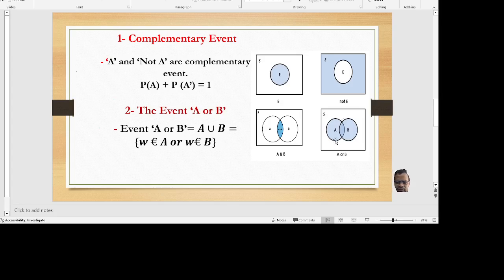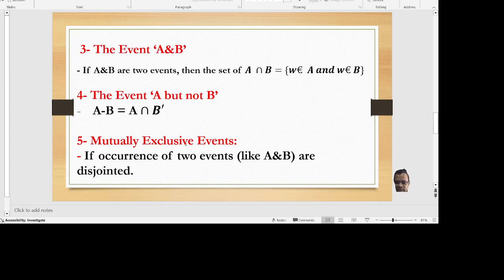Let's take an example. A is 1, 2, 3 and B is 4, 5, 6. What is common between them? Nothing. So these are disjoint or mutually exclusive events, because the two events A and B are disjoint.